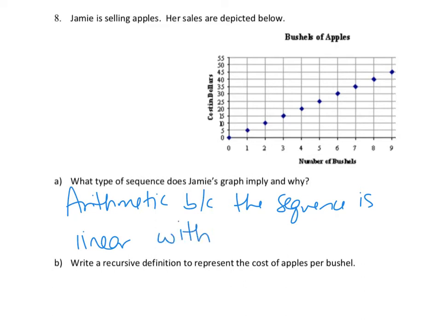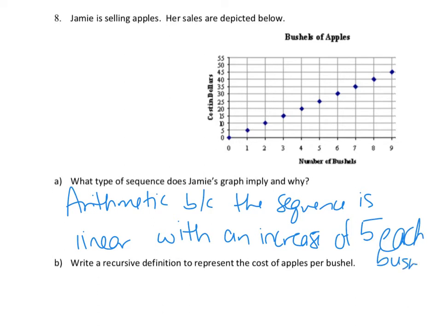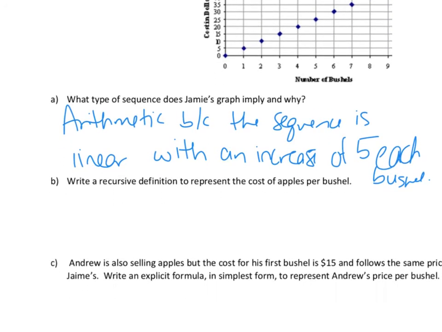With an increase of 5. Yeah, it's 5 because it's skipping 5, 10, 15, 20. Yeah, 5 each bushel. If it was geometric, it would look exponential. It would look like this, the dots, whereas this one looks like a line. And then you would find what it multiplies by.